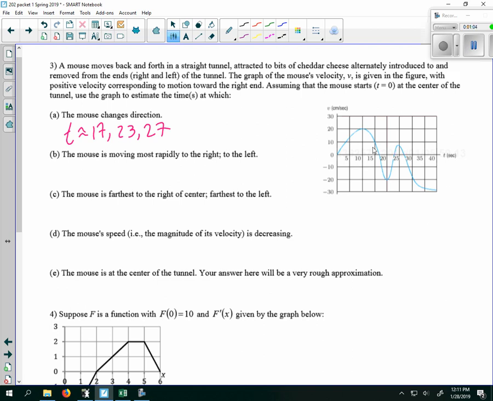When is the mouse moving most rapidly to the right and to the left? So that would be the maximum and minimum velocities. So this point right here, that is the highest velocity on the graph. So that's when it's moving fastest to the right. So that happens at about 10 seconds. And then when it's moving fastest to the left, that's going to be the lowest point on the graph, which is right here, t equals 40 seconds.